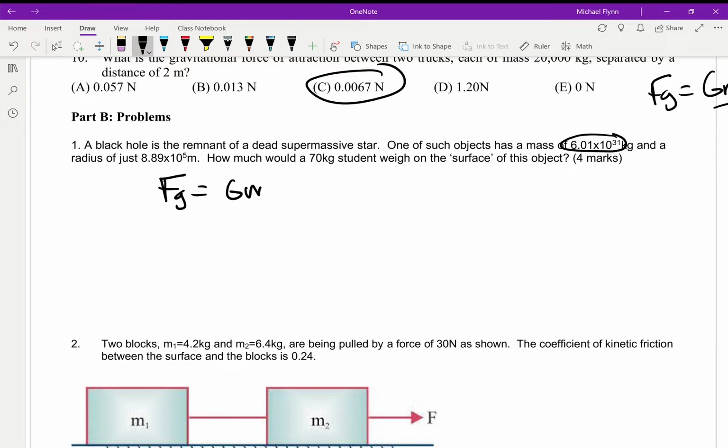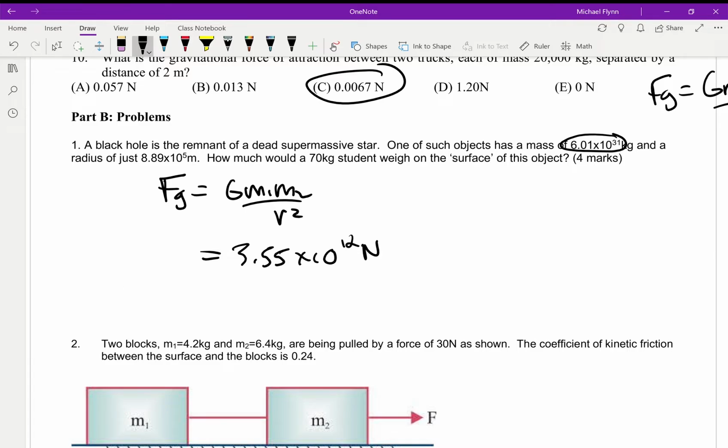Force of gravity equals G m1 m2 over r squared. Plug in the numbers. So you go 6.01 times 10 to the 31, I'll do the two masses first, times 70 times 6.67 times 10 to the negative 11, divided by 8.89 times 10 to the 5 squared. Woo, that is a lot of weight. I get 3.55 times 10 to the 12 newtons.